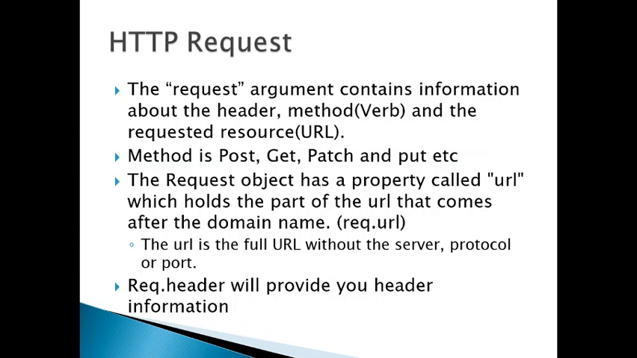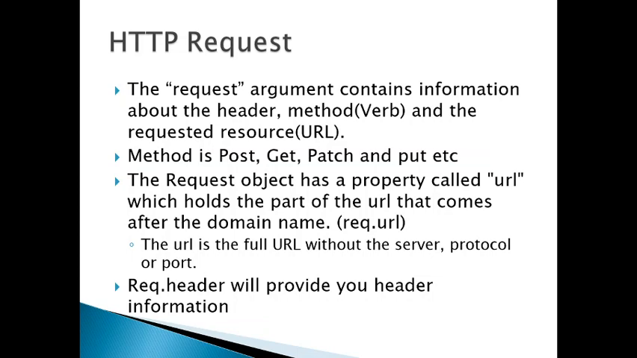Third thing, the third property which it holds is the URL, the requested thing by your end user. That is actually request.url. The request object has a property called URL, which holds the part of URL that comes after the domain name. So it will automatically exclude the domain name. The remaining part will be the part of request.url. The URL is the full URL without the server, protocol, or port number. So don't worry about the first thing. These will be excluded automatically using Node.